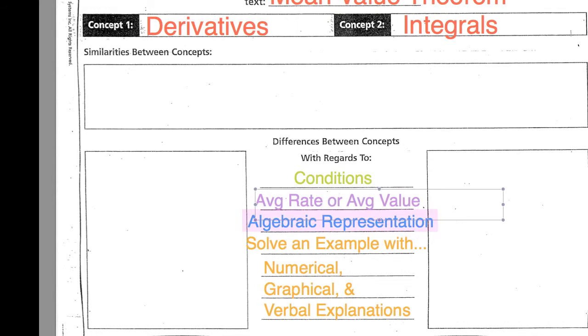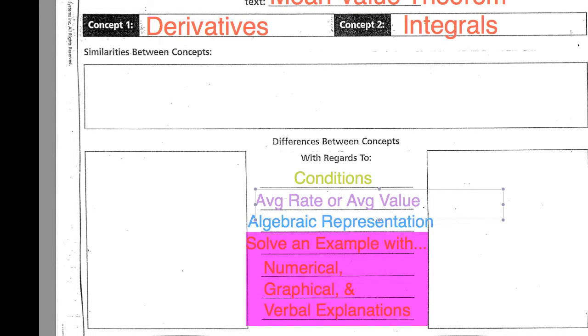What is the algebraic representation of the mean value theorem for derivatives? For integrals? And last of all, select an example and solve it. Not one that I've used in this video, but apply that example to the mean value theorem in regards to its derivative and integral. Explain your solution numerically, graphically, and verbally.